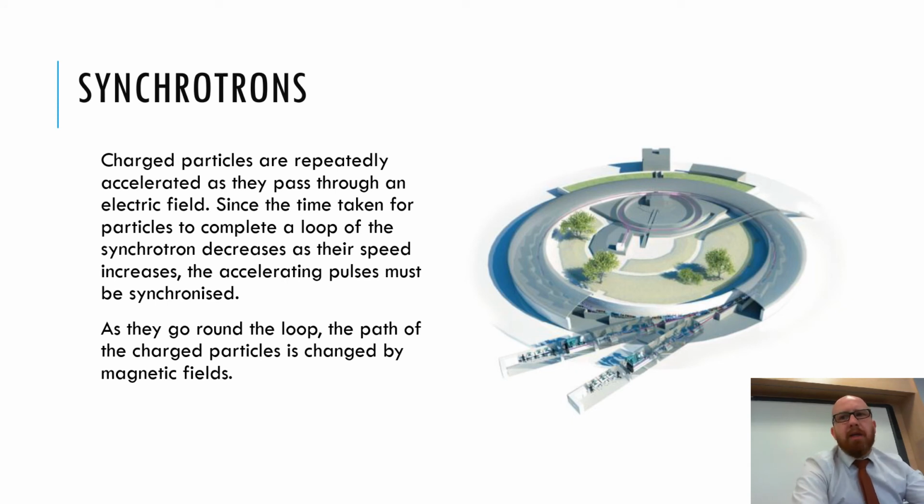Charged particles are repeatedly accelerated as they pass through an electric field. Since the time taken for particles to complete one loop of the synchrotron decreases as their speed increases, the accelerating pulses must be synchronized. So they pulse in different particles, and they have to be synchronized to keep them going really fast. And again, a magnetic field is used to keep it in a circle, an electric field is used to accelerate it, and this one is used to accelerate particles. Much larger scale than the other two.